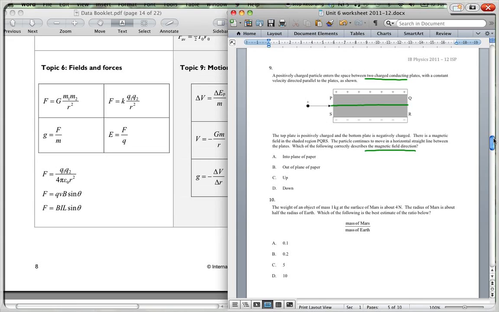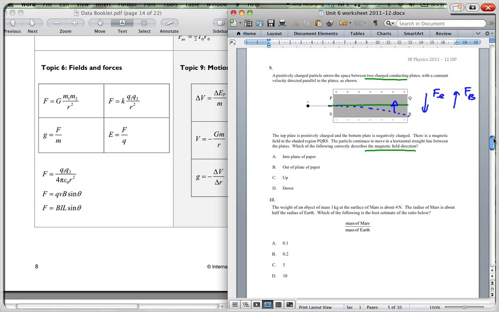Well, if there was no magnetic field, what would happen? Because this is positive and this is positive, and positive repels positive, it would go down. So there must be a force this way to balance that force. So you've got your force due to your electric field in that way. We need a force due to the magnetic field in that way.